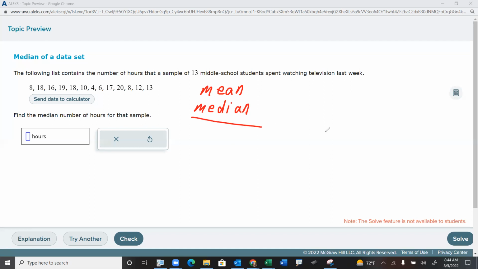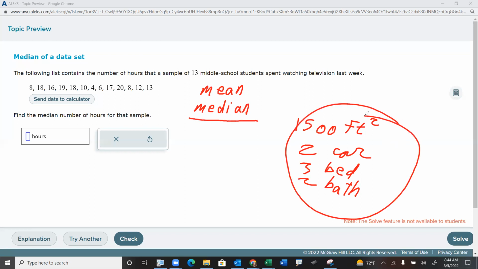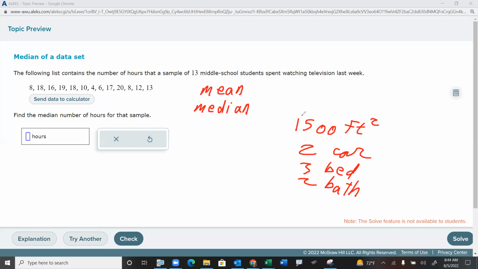For example, if you're buying a house and you say, okay, I'm interested in buying a house that's 1,500 square feet and a two-car garage and 3-bed, 2-bath, or whatever, so something standard. And so you talk to your realtor and you say, okay, what is the median price around here for something like that? And then they'll tell you, I don't know, it changes.